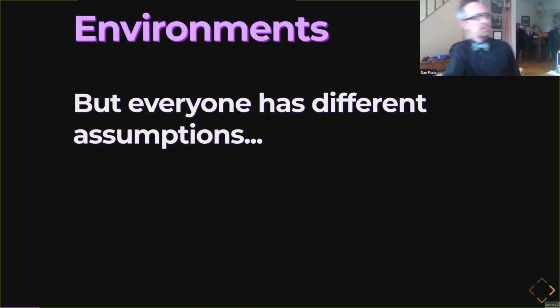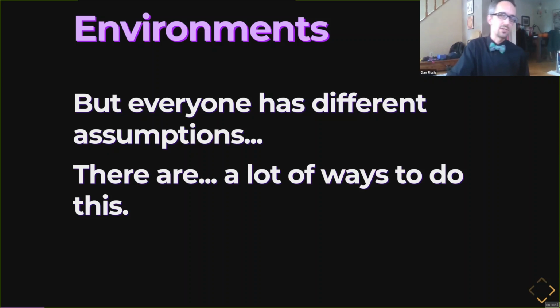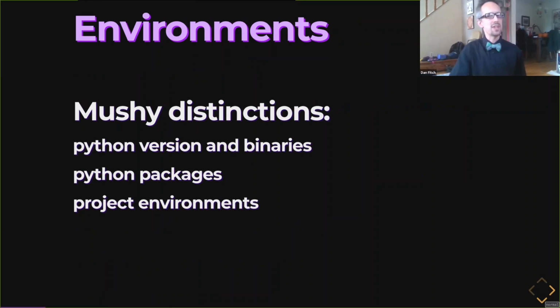Everyone has kind of different assumptions about what an environment contains, and there's a ton of different ways to do it with Python, partly because the creator of Python was kind of agnostic about how people should do this. So people came up with a bunch of different ways. And there's kind of an unclear distinction between your Python binary that actually runs Python code, and all the packages that go along with it. And then you've got kind of your project environment, which contains the stuff you need to run your project, right?